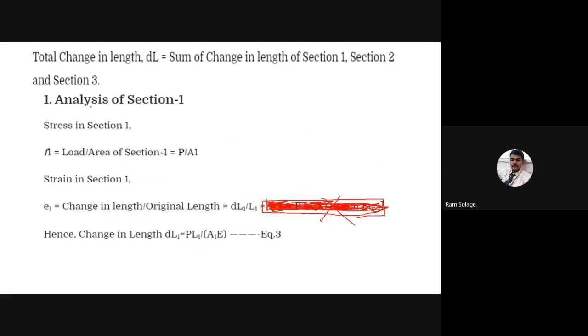This is the meaning of that sentence. Now write down: stress in section 1. Next, write down sigma 1 is equal to, that is, the stress in section number 1 is equal to load upon area of section 1, that is P upon A1.